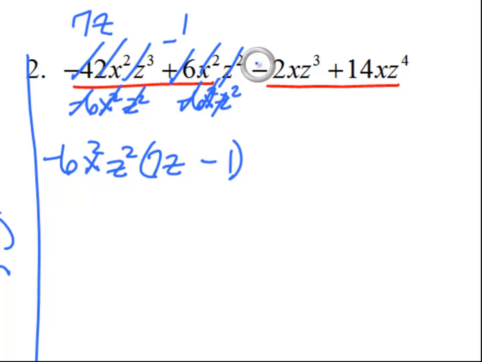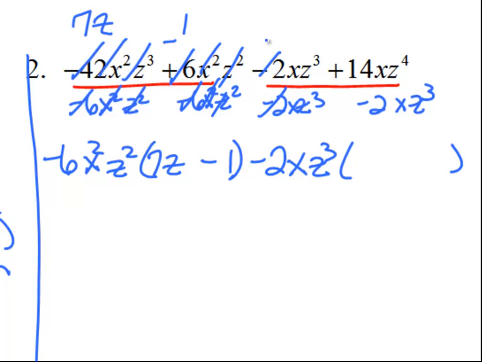So let's look at the second group. Well, again, my leading term is negative. 2 goes into 14, so I might take out a negative 2. They both have some X's and some Z's, so let's try negative 2xz cubed. All right, so negative and negative is positive. Well, that's positive 1. That goes in there. Negative 7x.